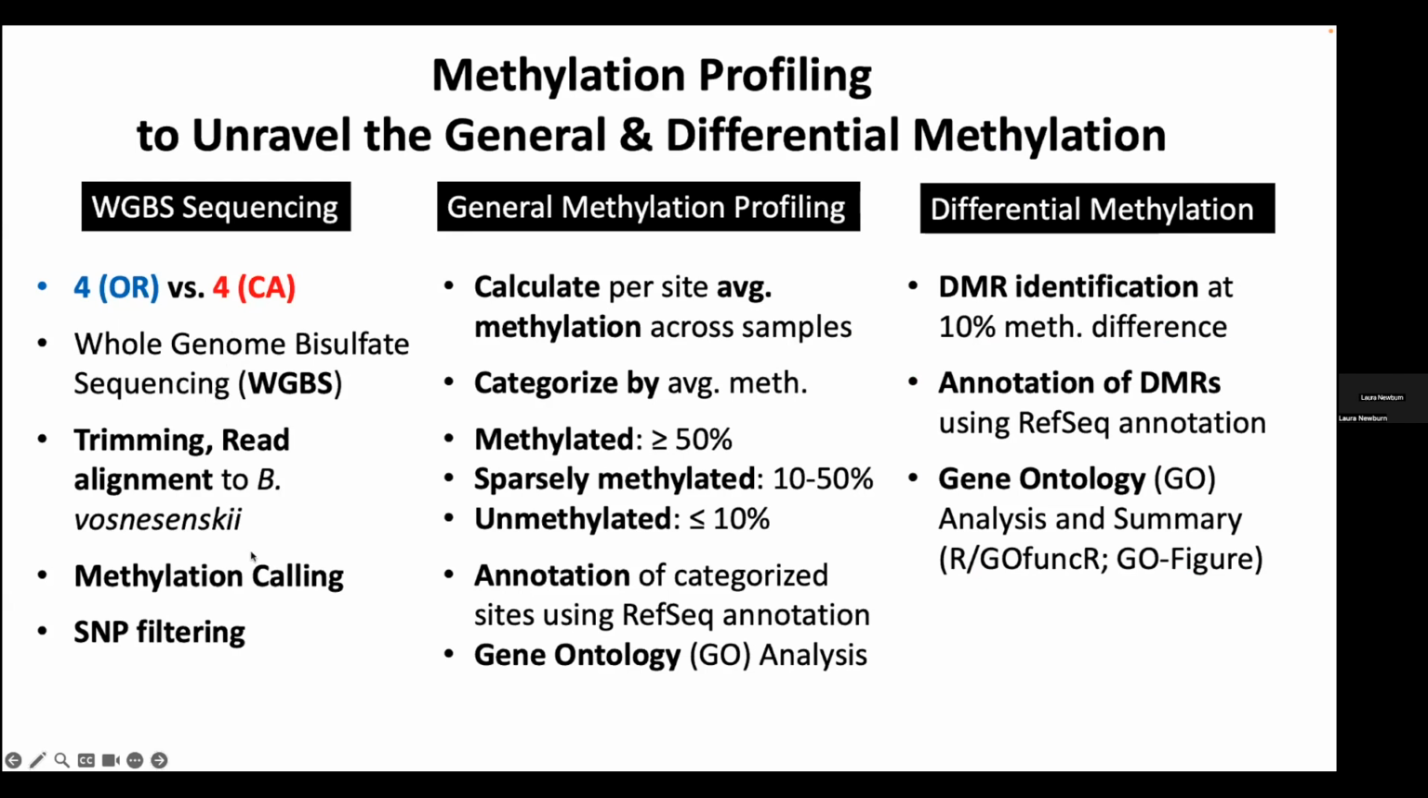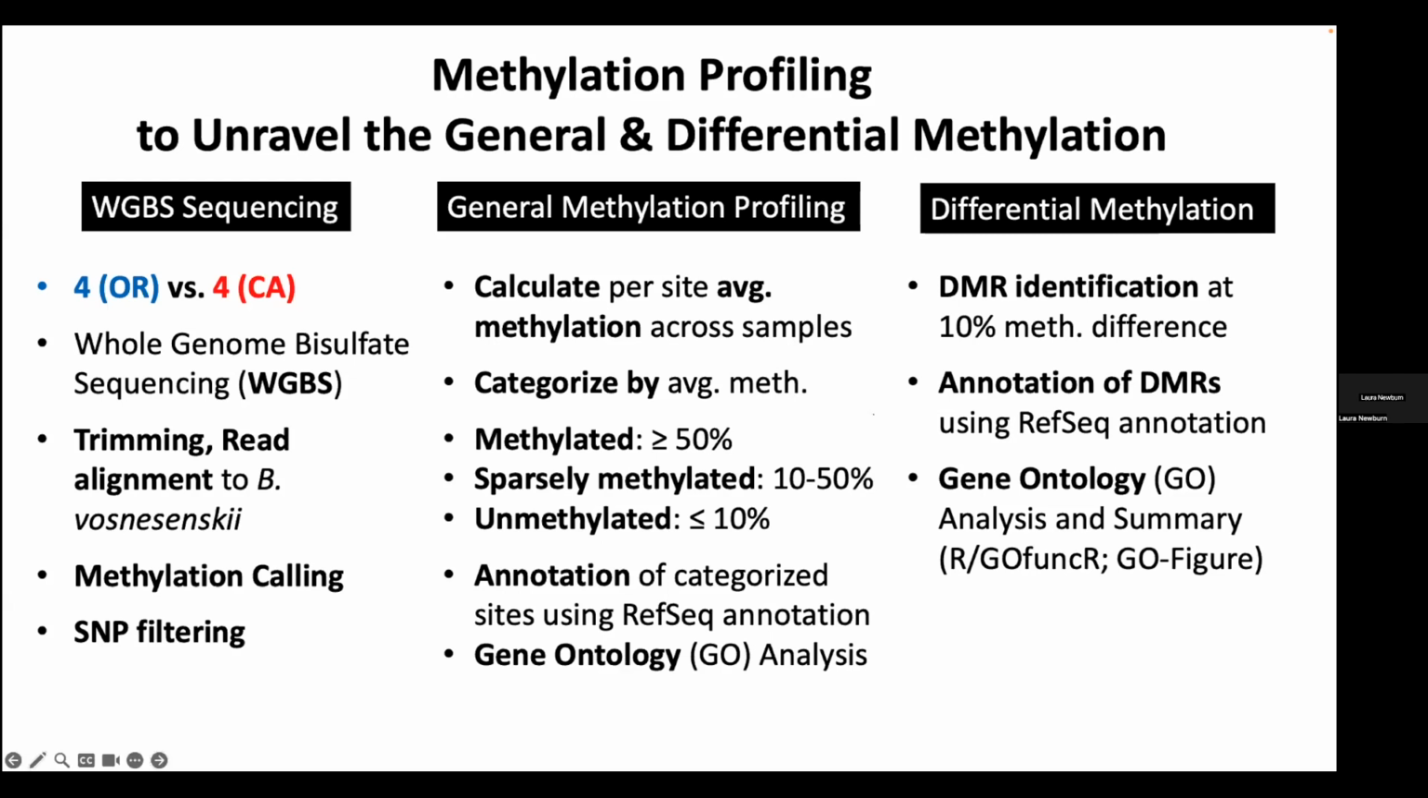That's the pipeline. We divided all of the CpG sites into three categories: methylated, sparsely methylated, and unmethylated sites. And we annotated those sites based on their features, like whether the site is in the exon or intron or in the genic region, those kinds of things. And we have also done gene ontology analysis to figure out what could be the possible functional importance of those sites.